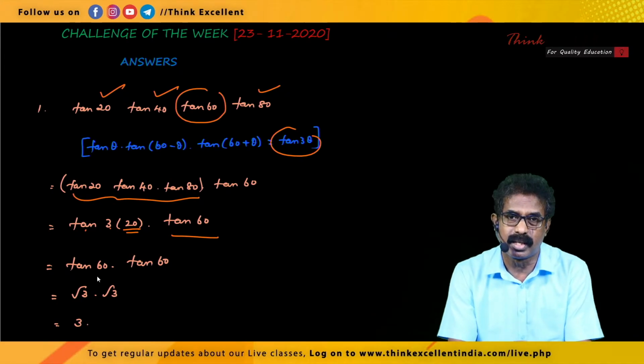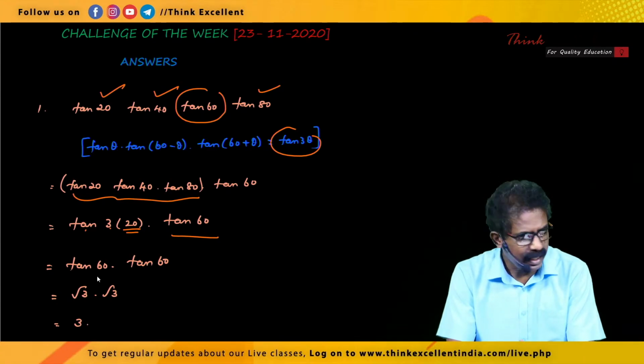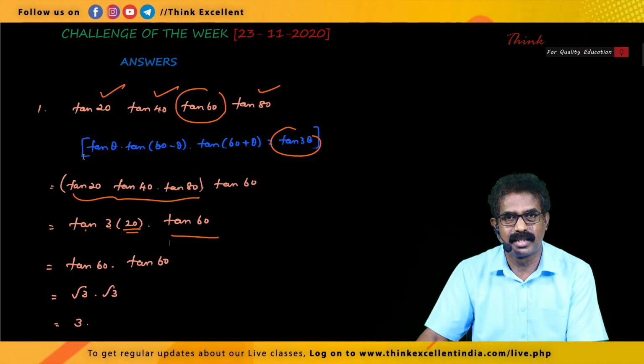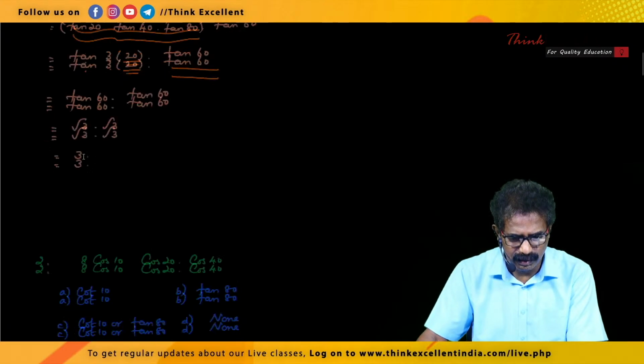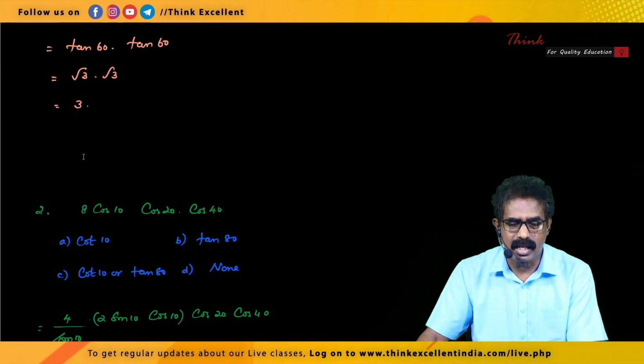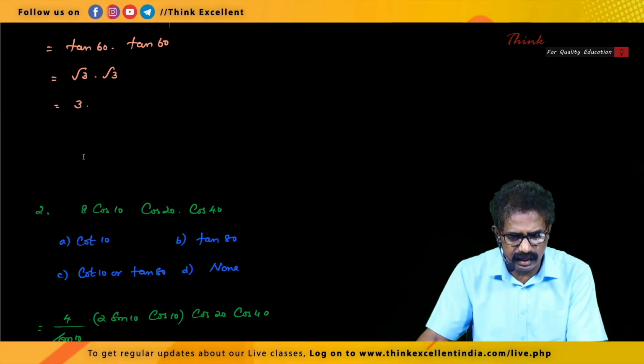Many students, you got this sum correctly. The second question I gave was an objective question. And I said, whenever you get an objective question, you have to be very careful. Look at this. This is the question: 8 cos 10 cos 20 cos 40. And 4 options were given. The first option, cot 10. Second option, tan 80. Third option, cot 10 or tan 80. And the fourth option is none of the above.